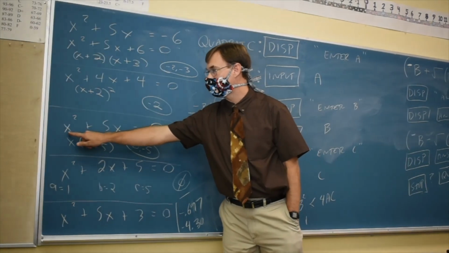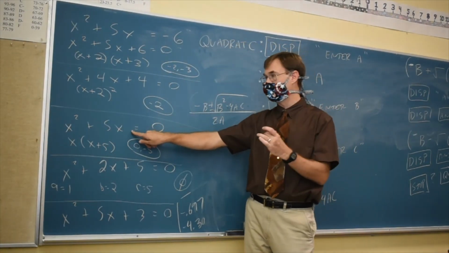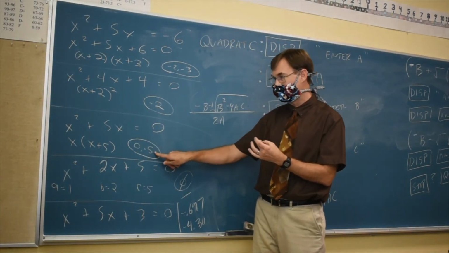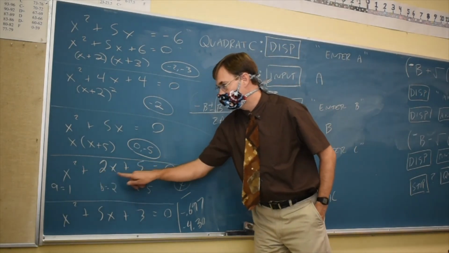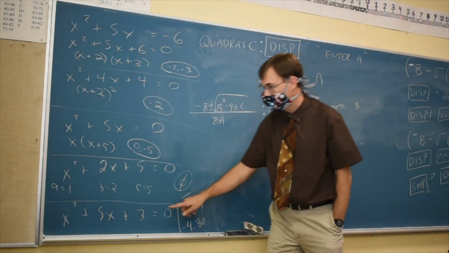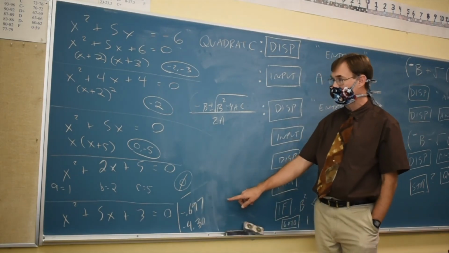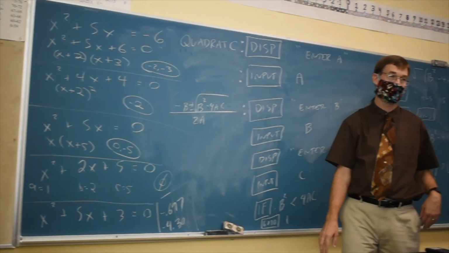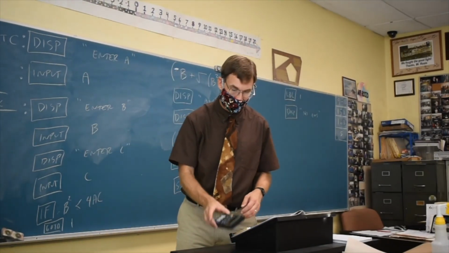Try this pair. This would be 1, 5, 0. You would do 0 for C on this one. Make sure you get these answers. Do the 1, 2, 5 group. Make sure it goes no answer. Do the 1, 5, 3. Make sure you get those decimal numbers. If it works for those, it's going to work for everything under the sun then.